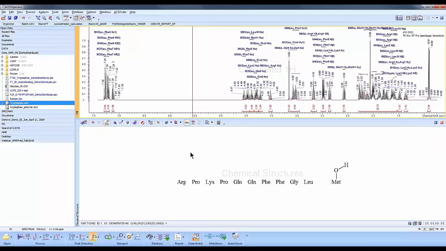So we offer the tools to represent a peptide in different forms: full structure, three letter notation, and single letter notation.